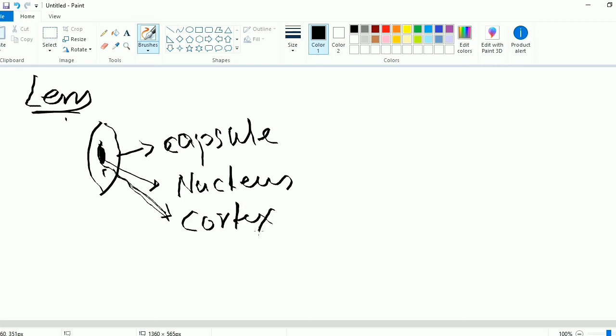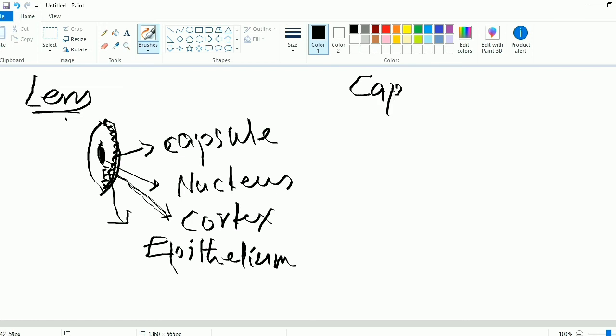The cortex is made up of fibers. This one is the epithelium present behind the anterior pole of the capsule. The capsule has two poles: one is anterior, present anteriorly, and the posterior pole, present posteriorly. So behind the anterior pole there is the epithelium, which is cuboidal in nature. The function of the epithelium is that it maintains transparency and meiotic activity.